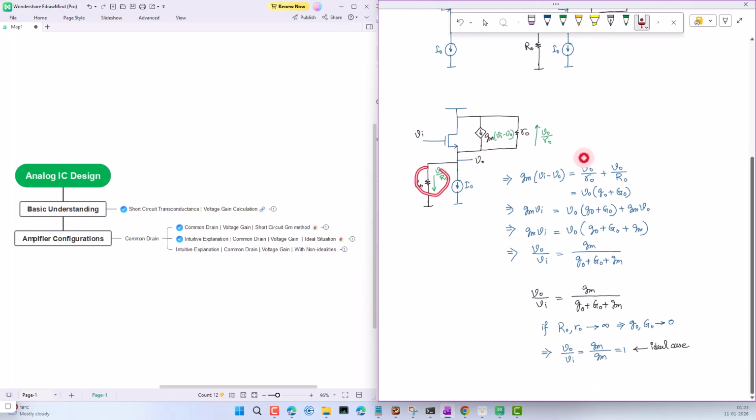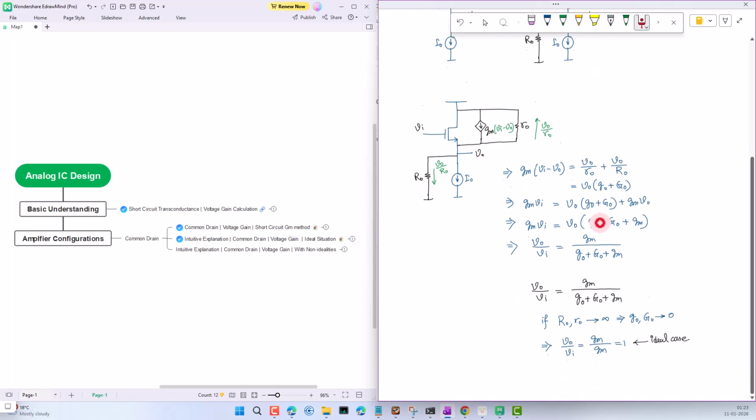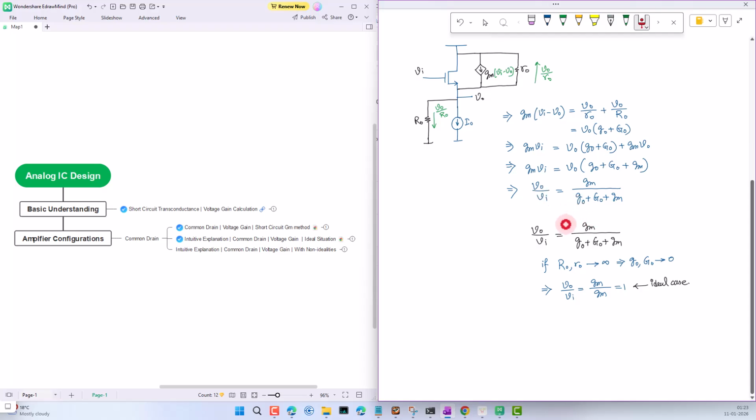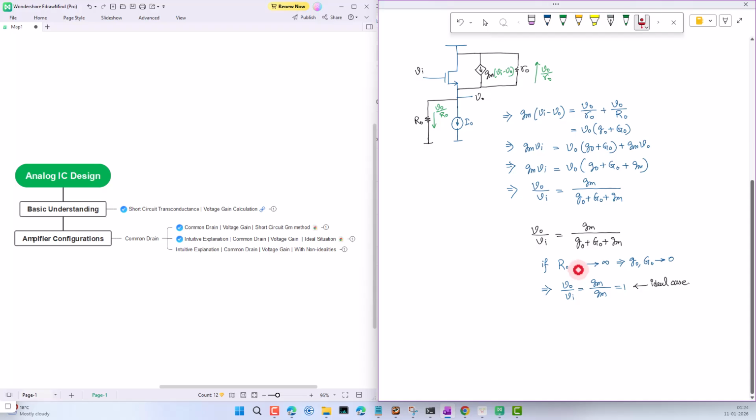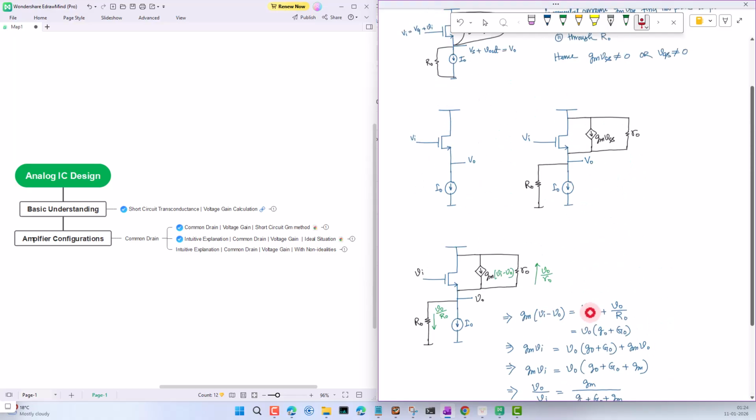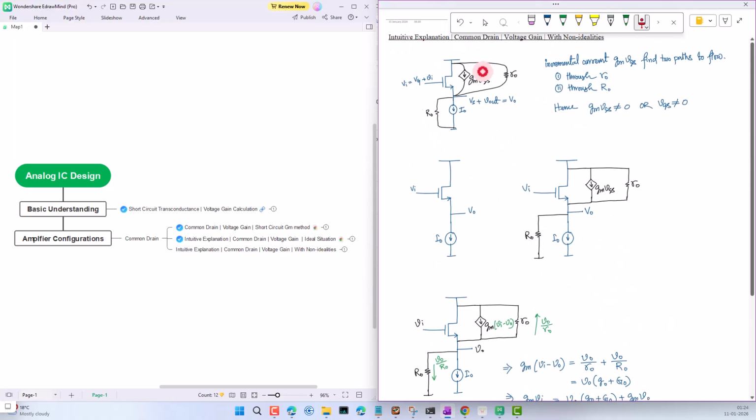Okay. So if you just apply that equation over here, you will directly get the expression for the voltage gain. That is basically g_m divided by (G_o plus small g_m plus capital G_o). Okay. And if you apply the ideal situation, like your capital R_o is zero and small r_o is infinity, in that case the voltage gain is simply equal to 1. Okay, so that is pretty simple. But this intuitive understanding is very important. Okay, that will help you a lot while dealing with circuits in future.